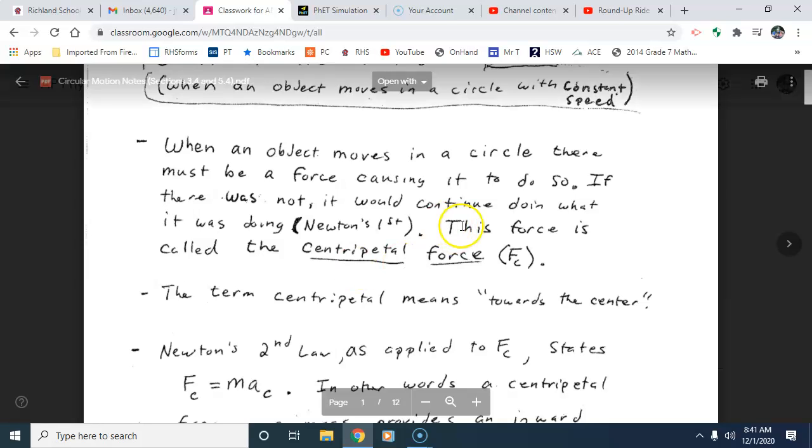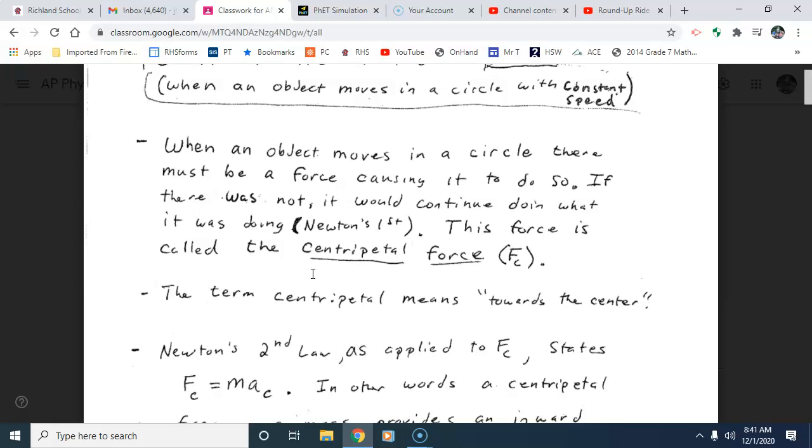A roller coaster going through a loop. The track is pushing back on the coaster, making it go through a loop. That's a normal force that in that condition is centripetal. All right, and centripetal means towards the center, also known as radial.